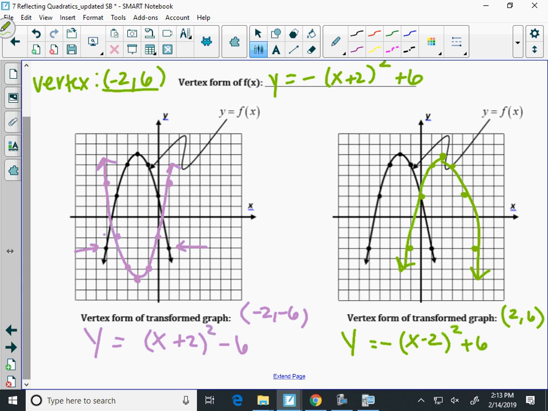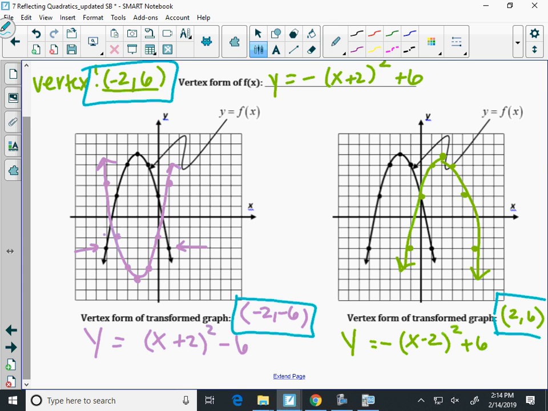And there we go. You might have noticed, from the original vertex up here, when we reflected our graph over the x-axis, what changed? Did the x value change? No. What changed? The y value changed sign when we reflected it over the x-axis. What do you notice from the original to the new after we reflected it over the y-axis? The sign of the x changed when we flipped it over the y. Just something to observe.